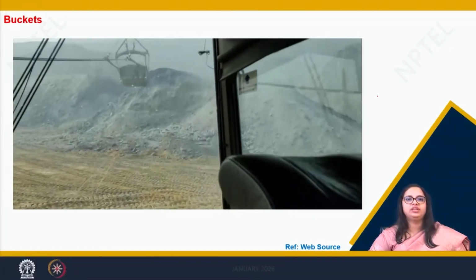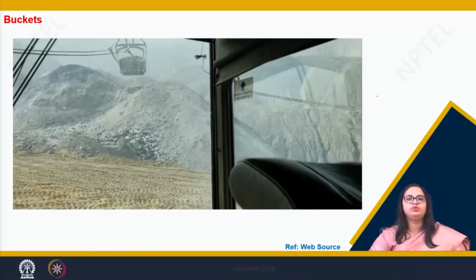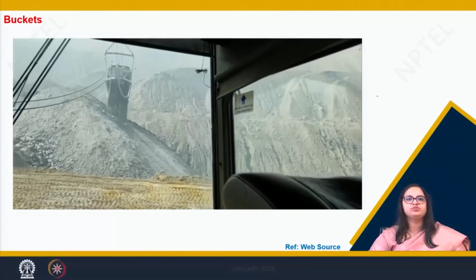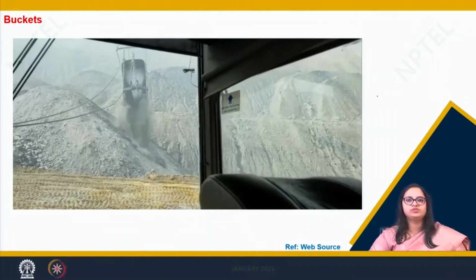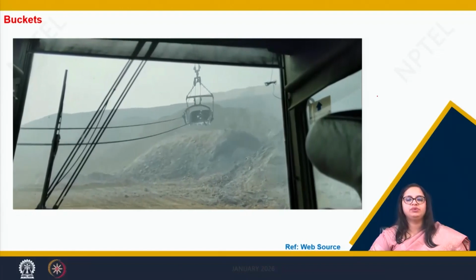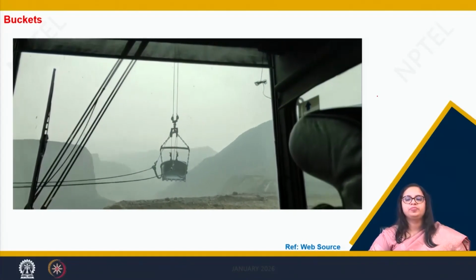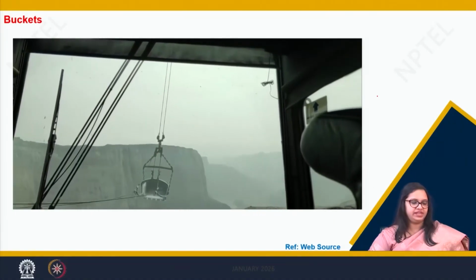While dumping the material, the hoist rope would be pulled up, so that the bucket will be pulled up. So, when the hoist rope gets pulled up, the dump cable gets activated and dumps the material onto the dumping site.